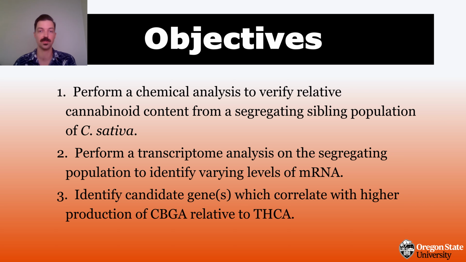The objectives of this particular project are, first, to perform a chemical analysis to verify relative cannabinoid content from a segregating sibling population of Cannabis sativa, and I'll explain that in just a little bit. Then next, to perform a transcriptome analysis on the segregating population to identify varying levels of mRNA. And lastly, to identify candidate genes which correlate with a higher production of CBGA relative to THCA, because THCA is currently federally regulated, so to be federally legal, we want to have a high level of CBGA specifically relative to THCA.